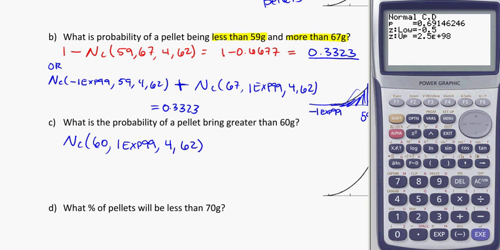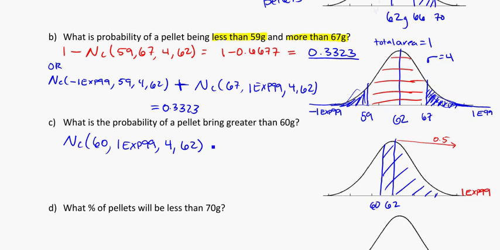4 and 62 is still the same, and here you get your probability, again the p, 0.6914, and that would be your probability for the whole section there. And it is bigger than 0.5. You should be aware of that with common sense as well. It's more than half the curve, so if you got a number less than half, you'd be a bit worried.